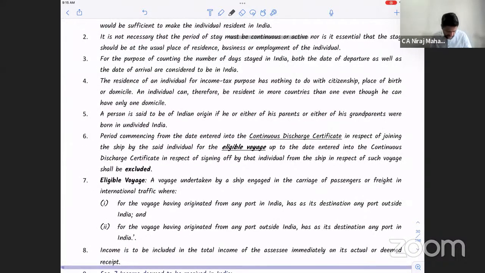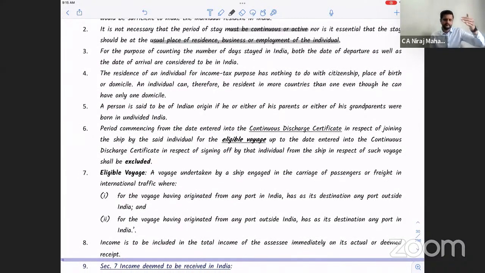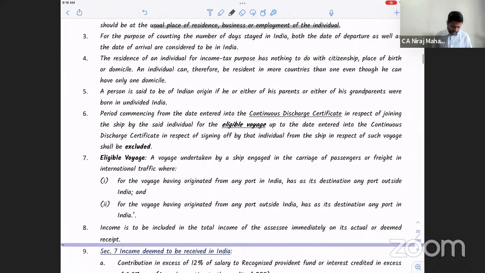Nor is it essential that the stay should be at the usual place of residence, business, or employment of the individual. Are you getting the point? He can stay anywhere in India. It is not necessary that he stays in his usual place of residence, his permanent address, correspondence address, temporary address. He can stay anywhere in India. If he wants to stay in the Himalayas, on any of the hills, any of the mountains, whichever is in India, still that is in India. Clear?